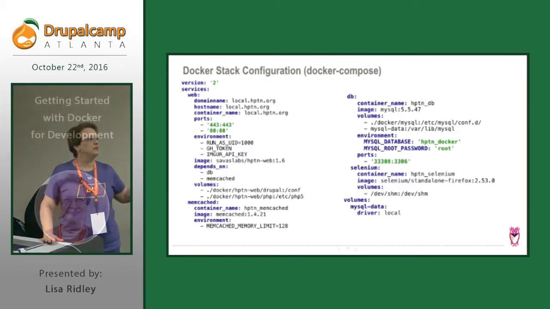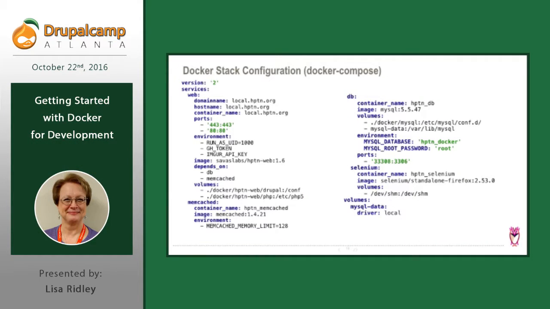Now, this is going to be a little bit hard to see, but this is basically a YAML file that configures a Docker-based development environment for a project that we're working on currently here at Savas. So I've got my web container that I've defined here. This is just some configuration information. We're using Memcached for caching because they use Memcache in production. Now, they don't currently run Docker in production. We're talking to them about this.